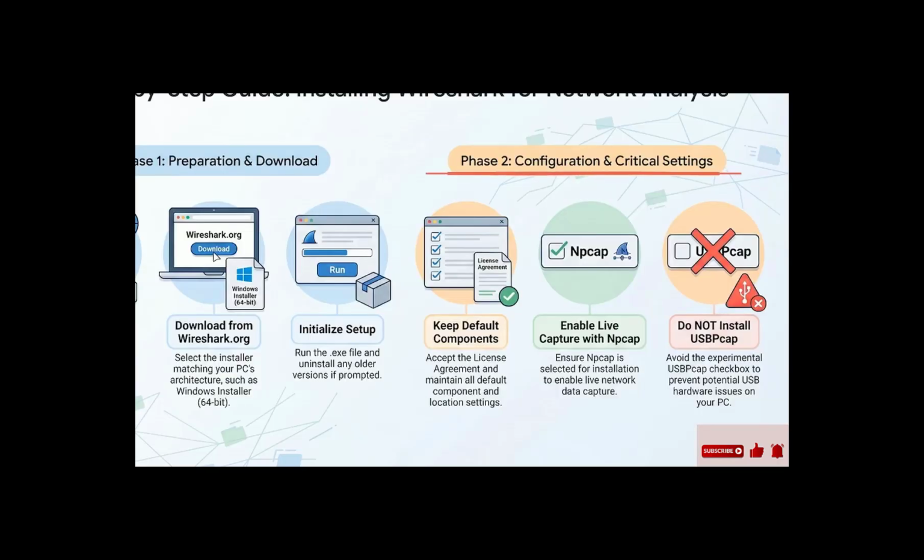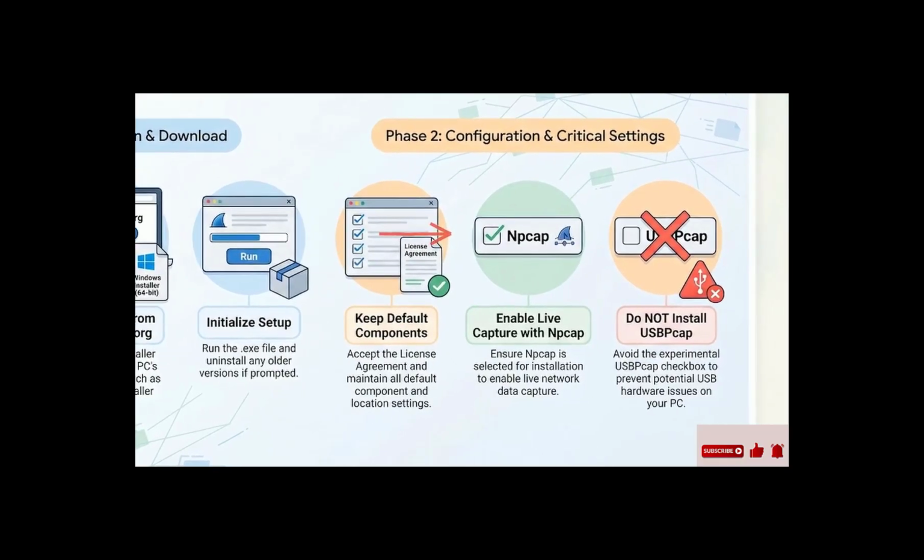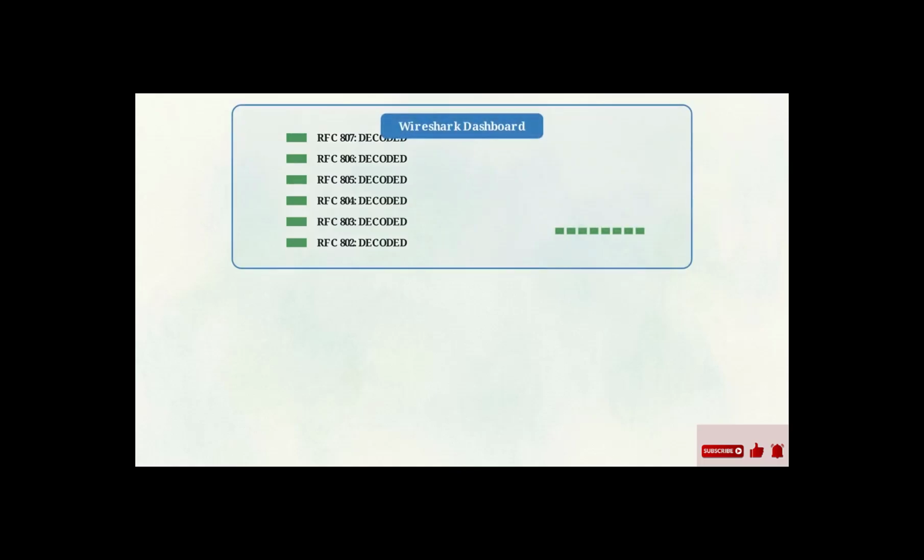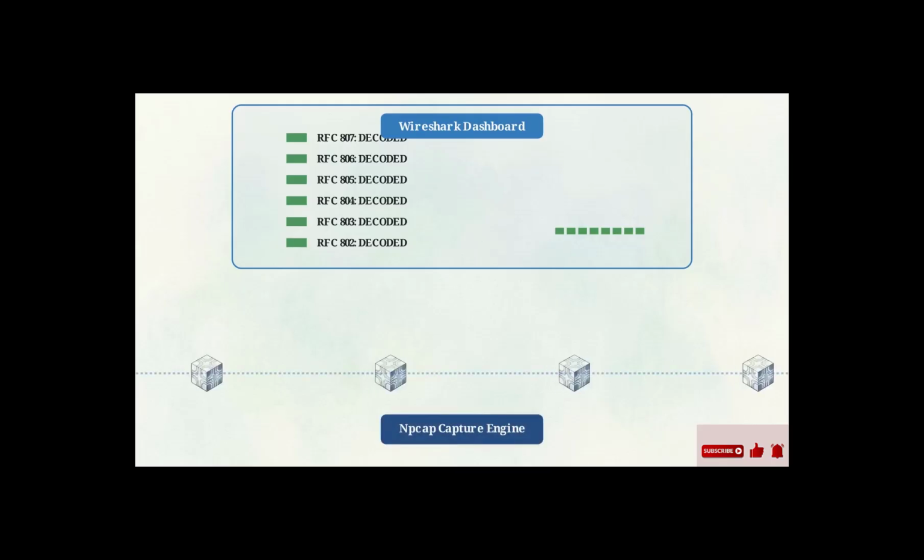Phase 2 of our guide leads to a critical configuration step. The wizard will present an option to install a component called NCAP. While Wireshark provides the graphical dashboard to organize and display data on your screen, NCAP functions as the low-level engine required to capture that data. It captures live data without slowing down your connection.